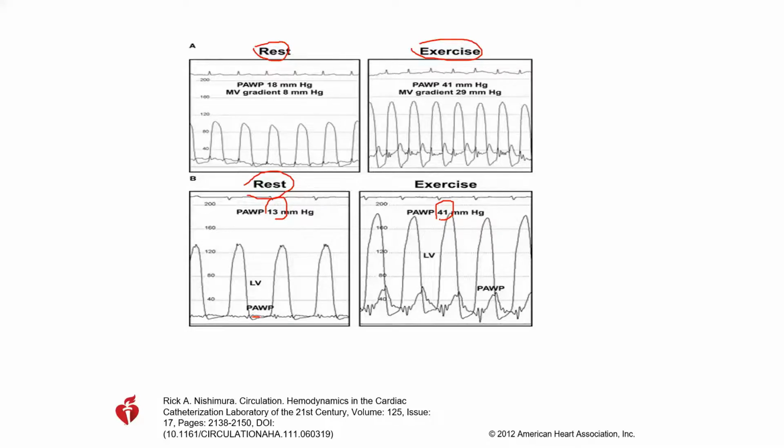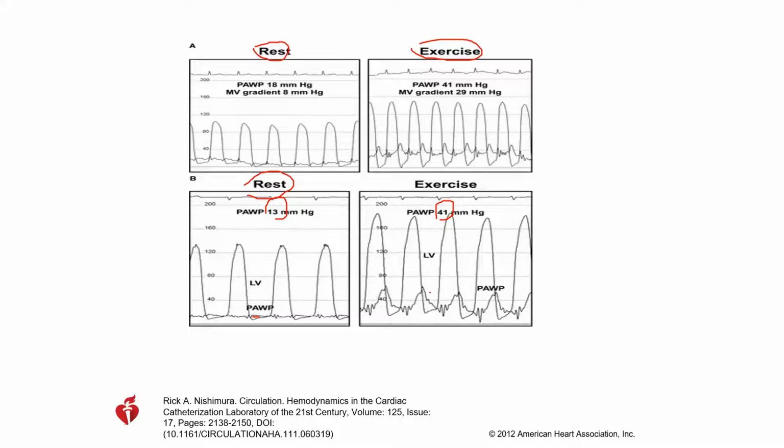No. So we know that this patient has mild mitral stenosis, which remains mild by the gradient after exercise. So why has the wedge gone from 13 up to 41? Another reason. There must be another reason. And this other reason is the diastolic dysfunction. Okay, so probably this patient has HFpEF, and this is the diastolic dysfunction.